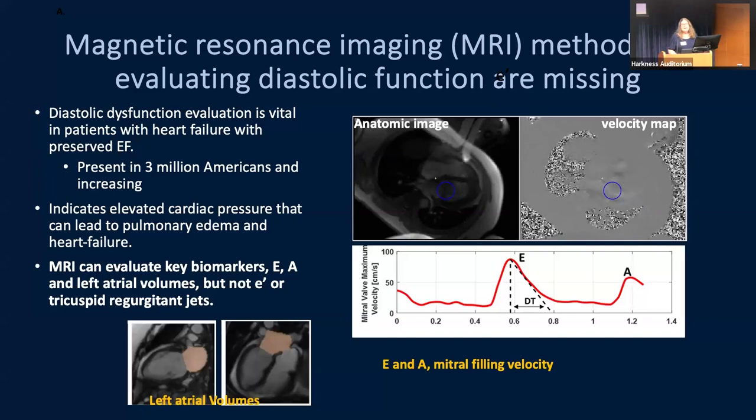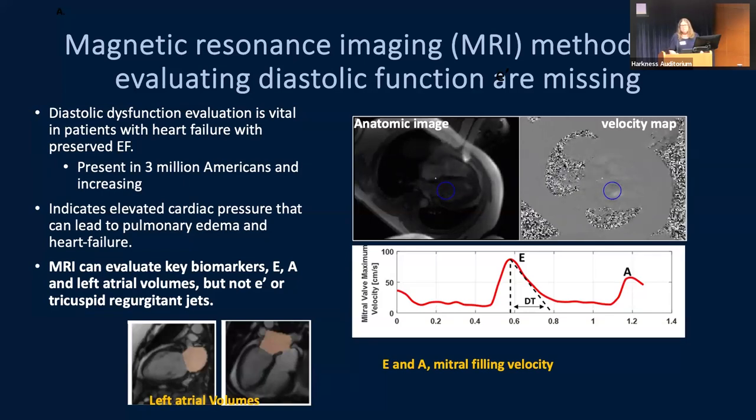So magnetic resonance is very powerful in imaging the heart, but it's lacking in techniques for evaluating diastolic function. Diastolic function is really vital, for example, in patients with heart failure with preserved EF, and that is present in about 3 million Americans and is increasing. So diastolic dysfunction can identify elevated cardiac pressures in the heart that lead to pulmonary edema and heart failure.